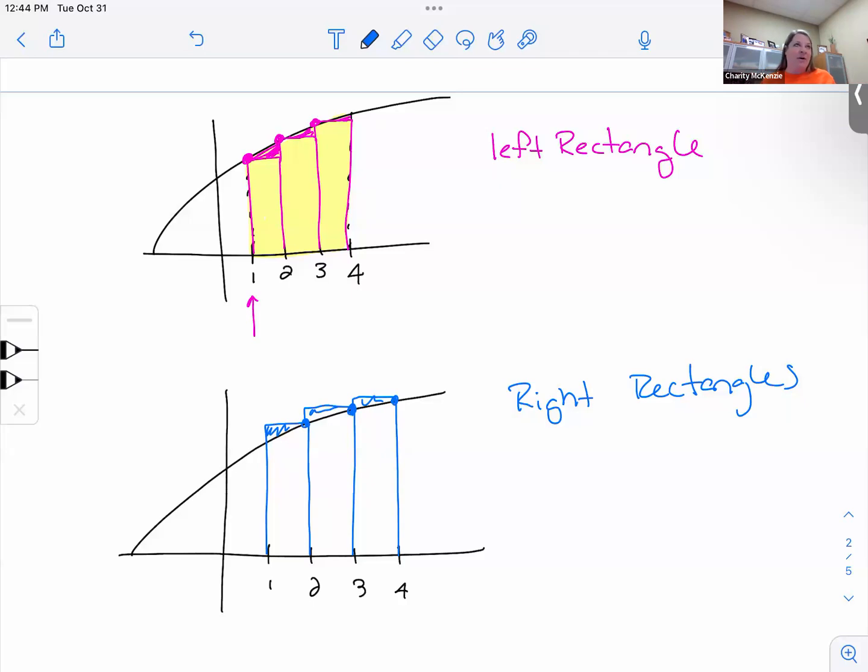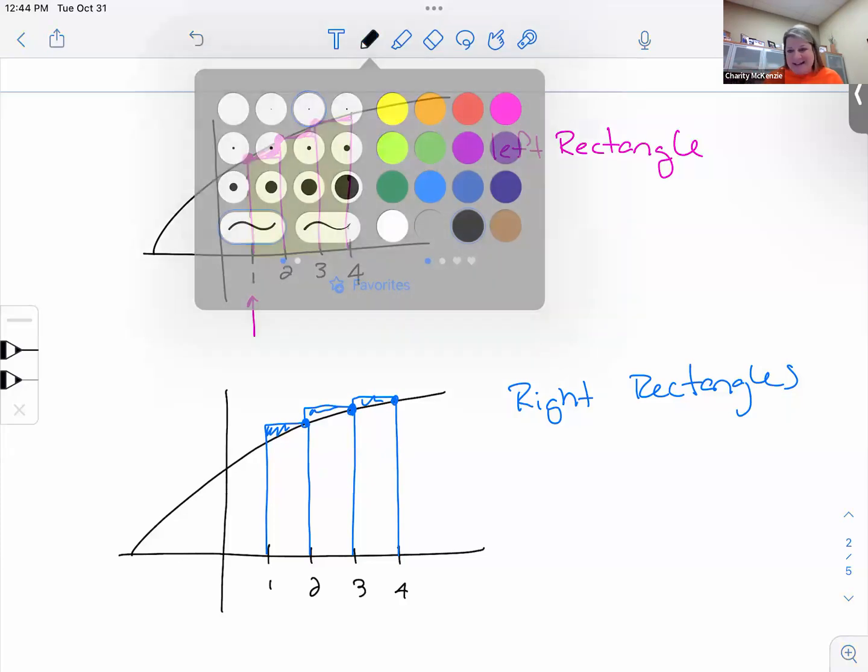Now, when I took Calc 1 back in the 1500s, we would then average those two to get the best estimate, right? We would do left, right, and then average them, which we could do, but that's kind of a lot of work.